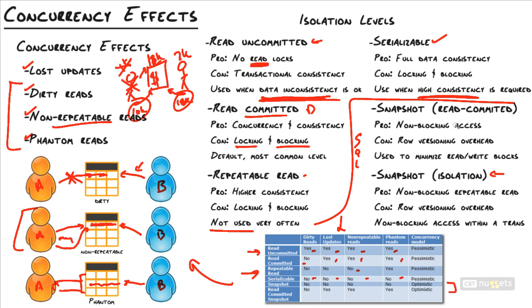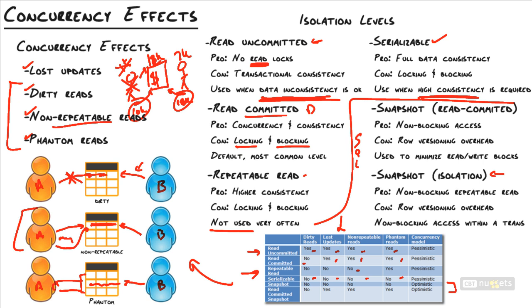And then snapshot read committed, also known as RCSI, read committed snapshot isolation, is a lot like read committed without all the locking and blocking going on. So we can still get non-repeatable reads, phantom reads, and lost updates, but we're safe there from dirty reads, much like the difference between read committed and read uncommitted.